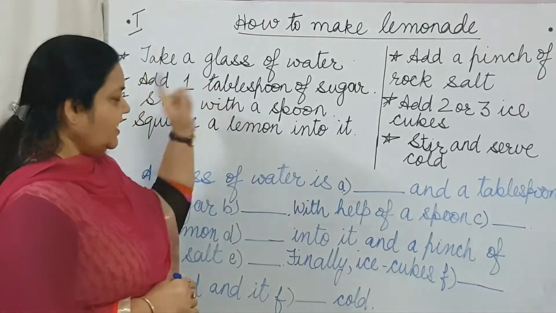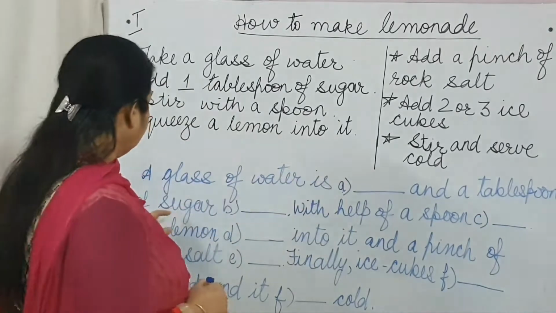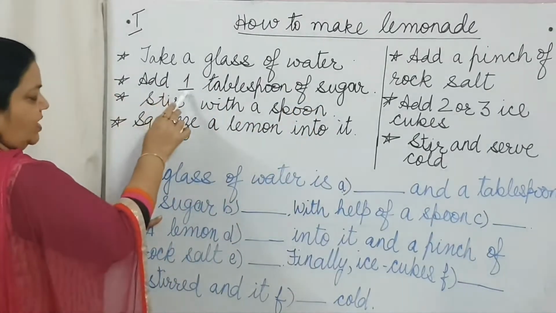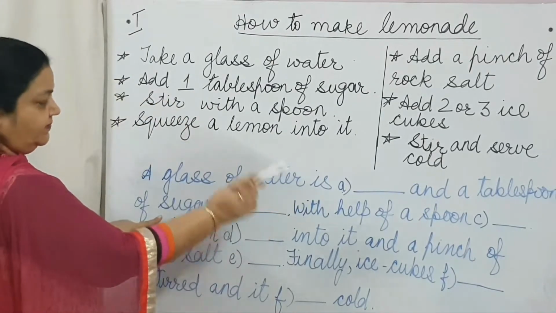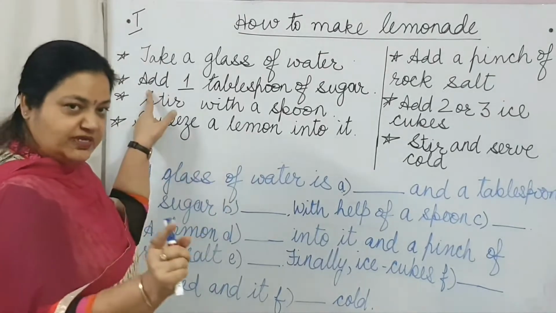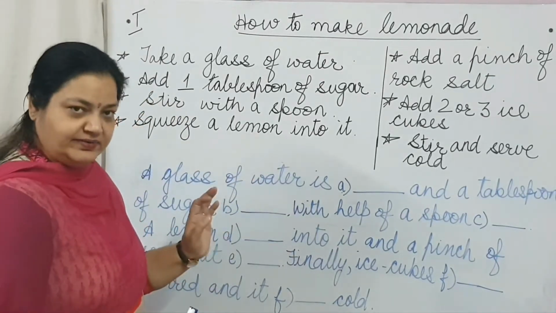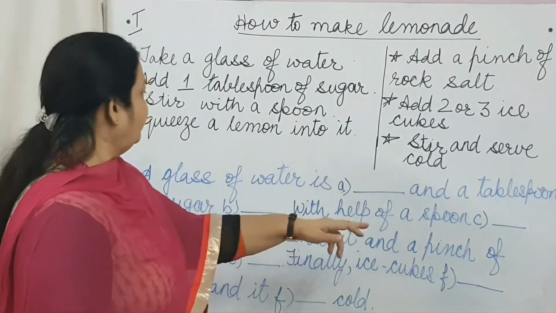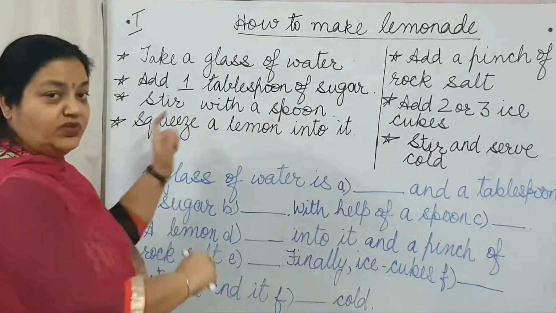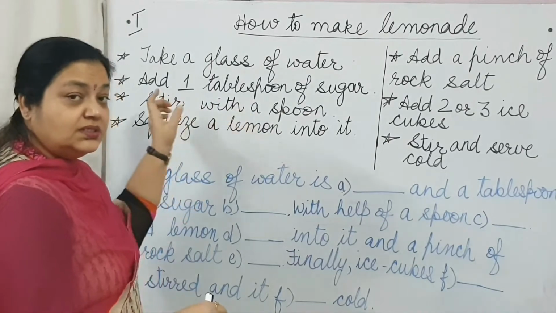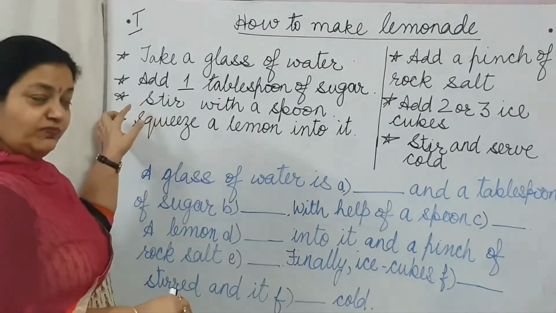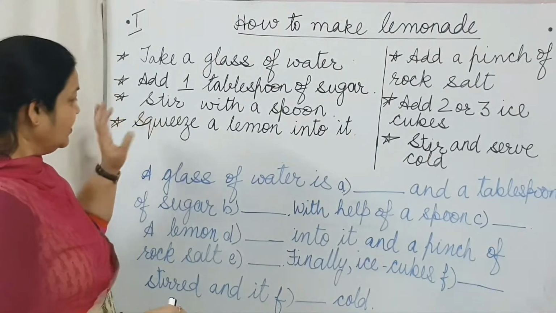So, is taken. And a tablespoon of sugar. Add 1 tablespoon. A tablespoon is given. So add sugar. Add is also simple present. Is added. With the help of a spoon, dash, stir with a spoon. With the help of a spoon, stirred it. With the help of a spoon, or we can write it is stirred.